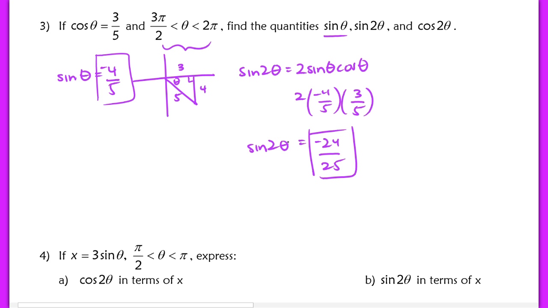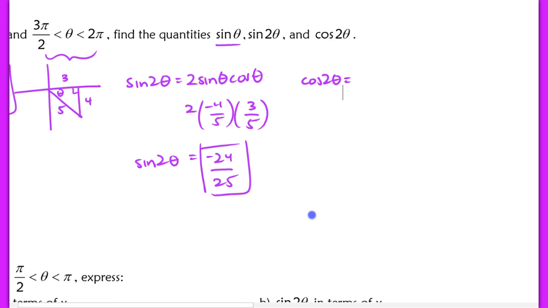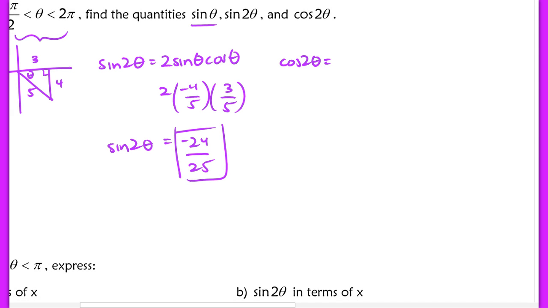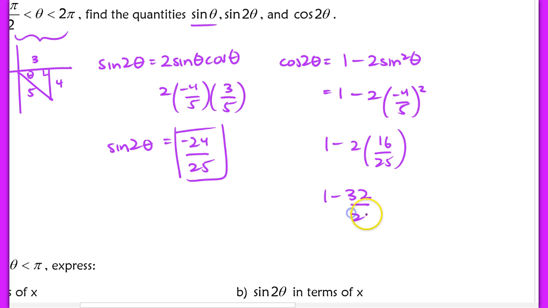Okay, next up, the cosine of 2 theta. For the cosine of 2 theta, you can do, like I said before, a few different identities. You can pick any of those since you have the value for sine and cosine of theta. It really doesn't make a difference which one you do. I'm going to do 1 minus 2 sine squared theta, just because I want to. I have 1 minus 2 times sine theta, remember, is negative 4/5, so we're going to take negative 4/5 and square that value. So we have 1 minus 2 times 16/25. And we end up with negative 7/25 for the cosine of 2 theta.